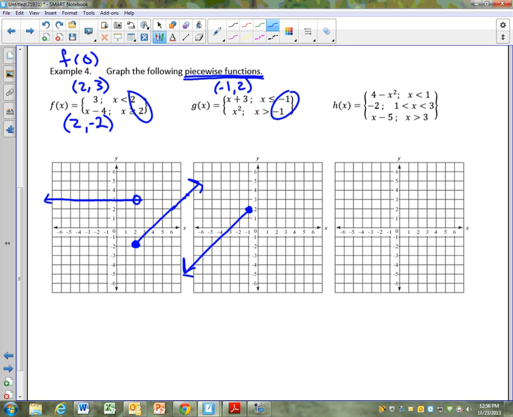Okay, if I plug in -1 to the second one, what do you get? +1. So you have -1, +1. Is that an open or closed circle? Open. And we said that you want to draw the parabola. And the parabola carries on. It's centered at 0, 0, and it goes on up from there.